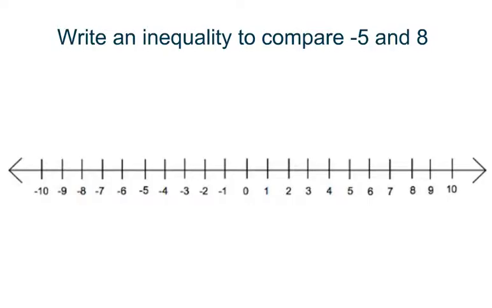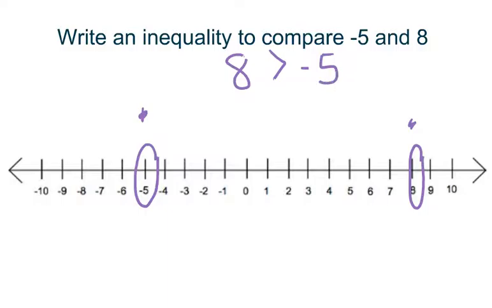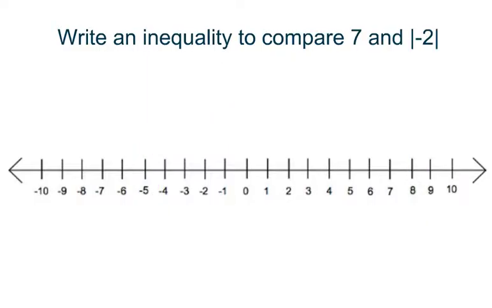So now, if we were asked to write an inequality to compare -5 and 8, I would start by identifying those numbers on my number line. So I have -5 and 8. What I notice about these numbers is that on my number line, -5 is further to the left, and 8 is further to the right. This means that 8 is greater than -5. So I could write 8 greater than -5. Another inequality I could write, -5 less than 8. Those are the same inequality that I've written to compare, just using different symbols.